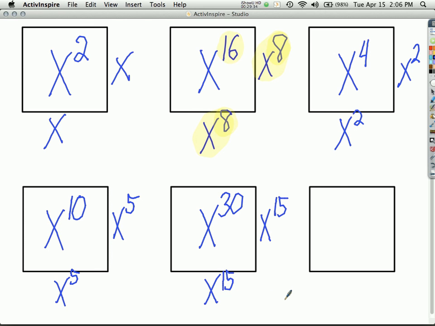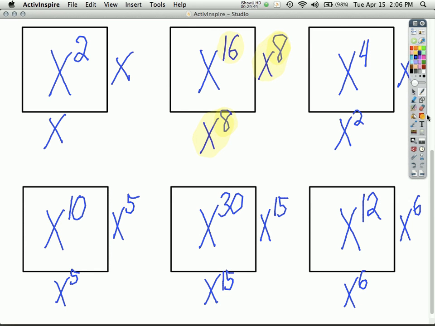Give me one more. Michaela? X to the 12th power. What goes on the outside of the square to make it work? Dalton? X to the 6th. Wait, don't say it.